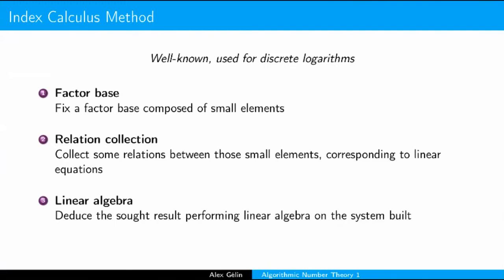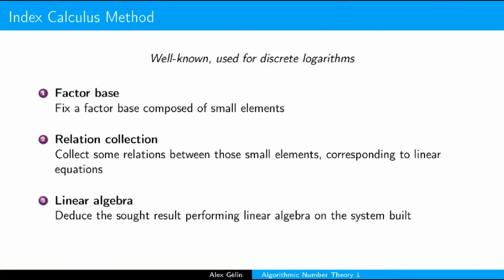But in 1976, with the paper of Diffie-Hellman, where they proposed a new way to do cryptography using discrete logarithms, the index calculus method was discovered again. And from that time, it's something really used, and it has been extended to algebraic curves and class group computation and a lot of other things.